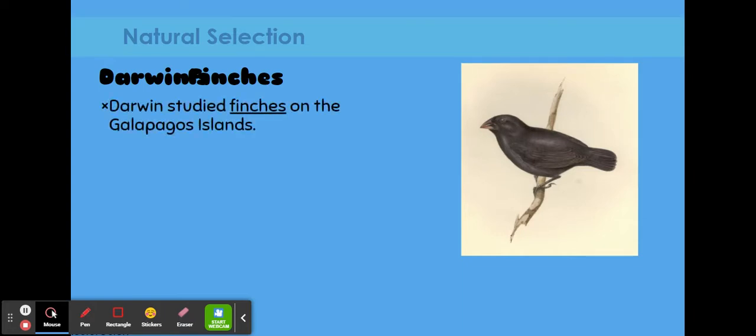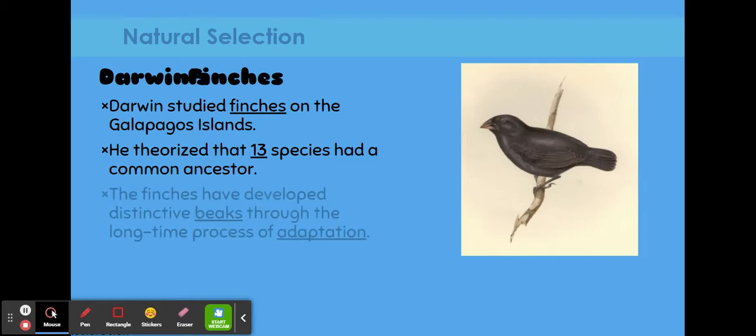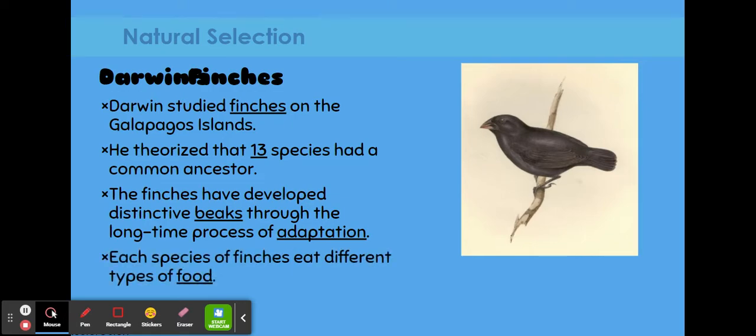Darwin did a study of finches on the Galapagos Islands. He theorized that 13 species had a common ancestor, so they were related down the line. The finches have developed distinctive, different beaks through the long time process of adaptation. Each species of finch eats different types of food, and their beaks match the food that they eat and how they get it.